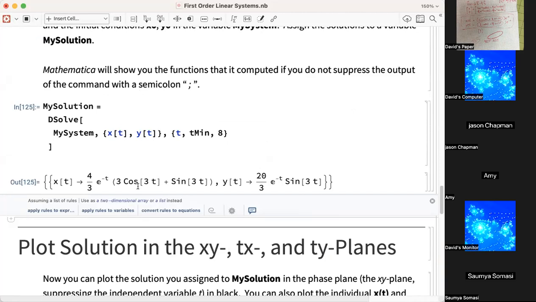Interesting. So I'm going to have to do some work here to see if this matches the answer I have. Do you see the 4/3 times the 3 cos? That produces the 4 cos. And the 4/3 sine, that's produced there.